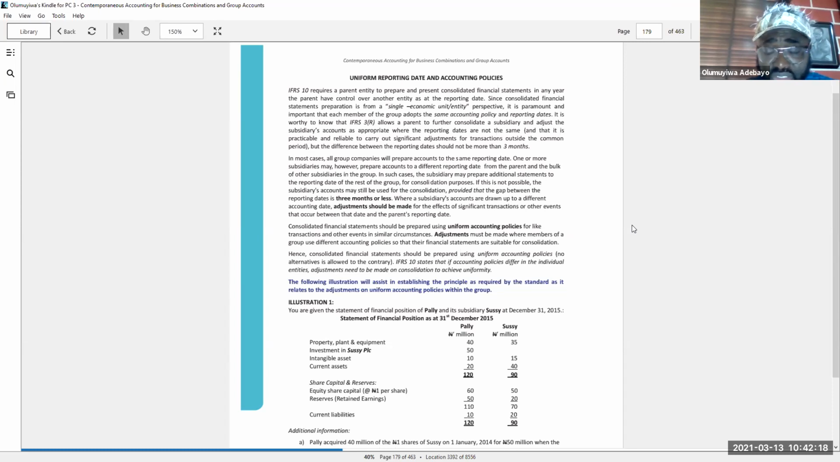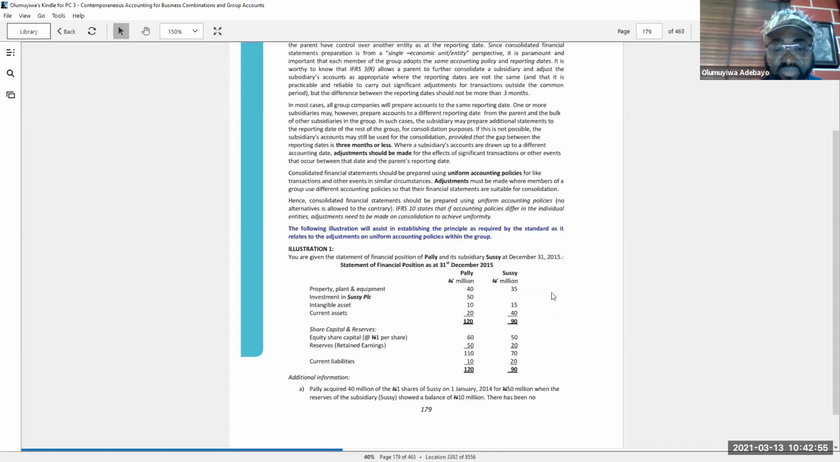Likewise, we also discussed the reporting date. Once they are not more than 3 months apart, you can go ahead to consolidate, subject to material adjustment that might impact those 3 months. But anything more than 3 months difference in the reporting date will require a reconstruction of the account of the subsidiary to align with the reporting period of the parent before consolidation can take place. That is what we discussed earlier. Now, to demonstrate the uniform accounting policies, we're going to look at this illustration as a pivot to giving us understanding.